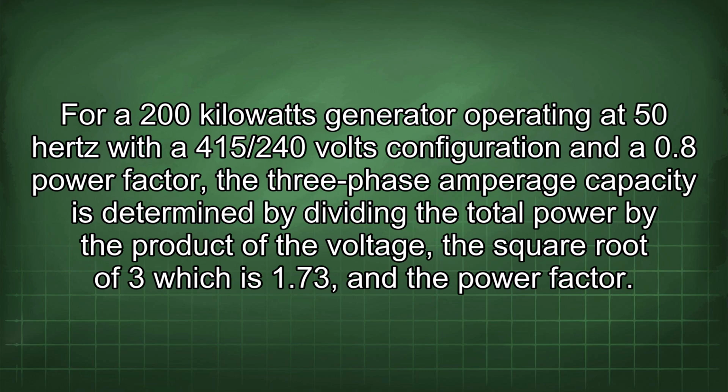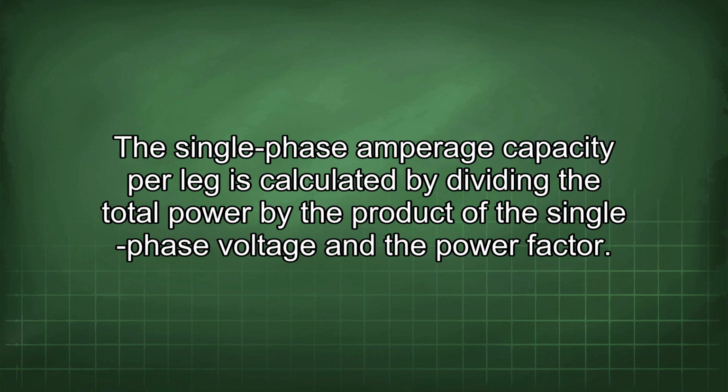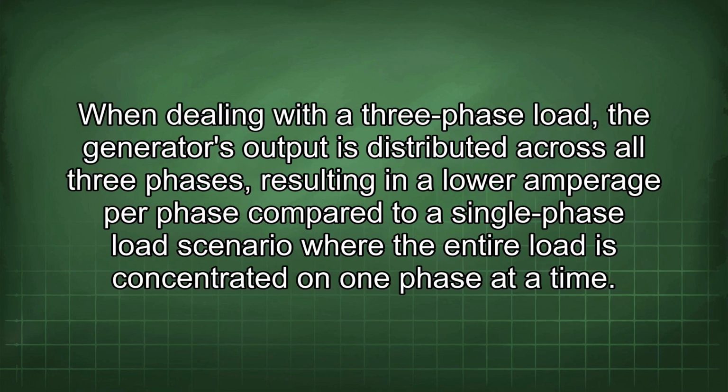For a 200 kilowatts generator operating at 50 Hz with a 415/240 volts configuration and a 0.8 power factor, the three-phase amperage capacity is determined by dividing the total power by the product of the voltage, the square root of 3, which is 1.73, and the power factor. The single-phase amperage capacity per leg is calculated by dividing the total power by the product of the single-phase voltage and the power factor.